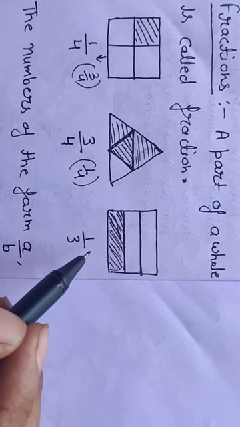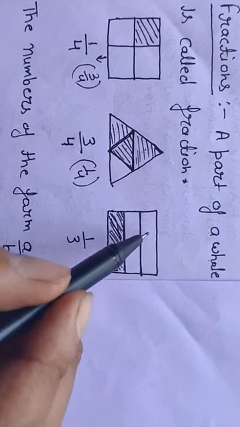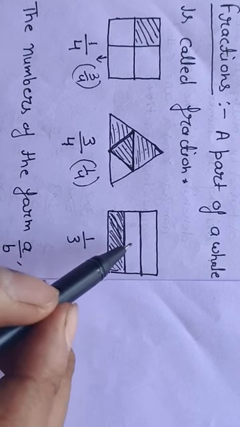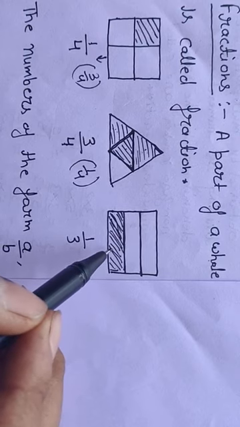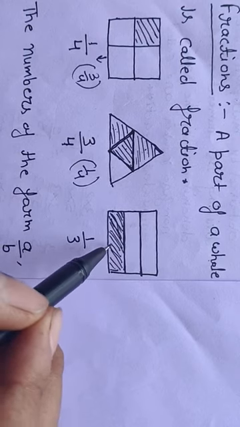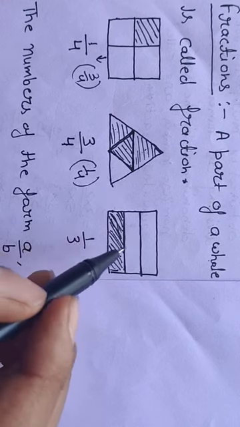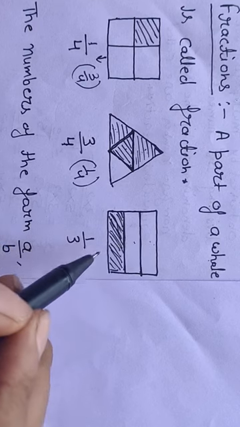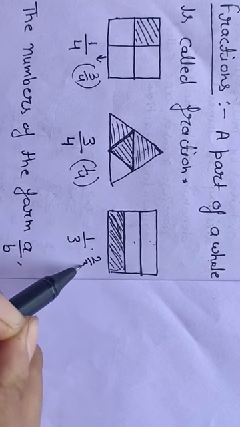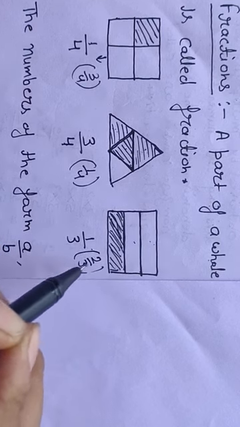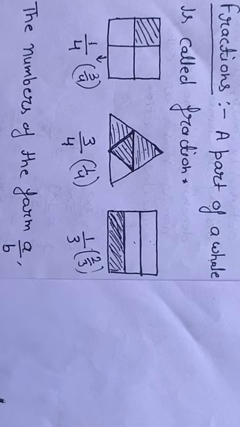In the next figure, there are 3 strips. Out of 3, 1 is shaded. So the fraction of shaded strip will be 1 by 3, and the fraction of unshaded strip is 2, total strips 3. So the fraction of unshaded strip will be 2 by 3.